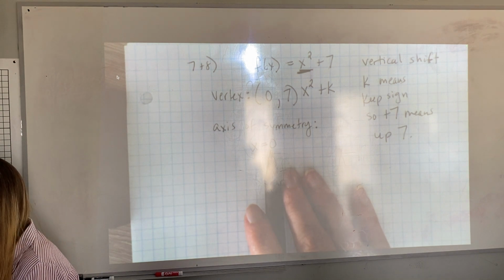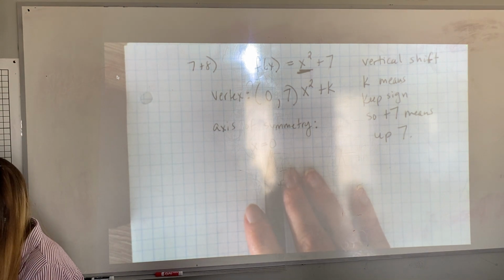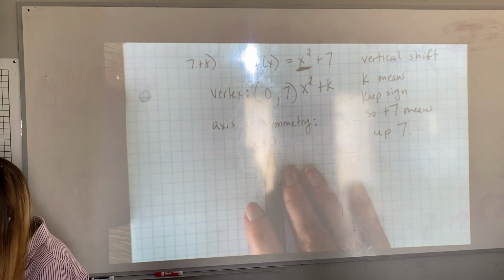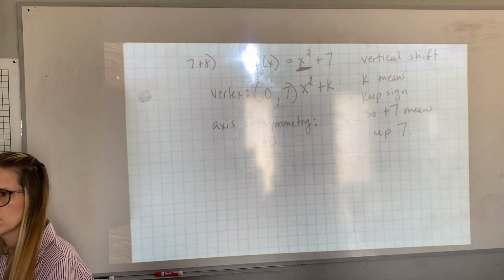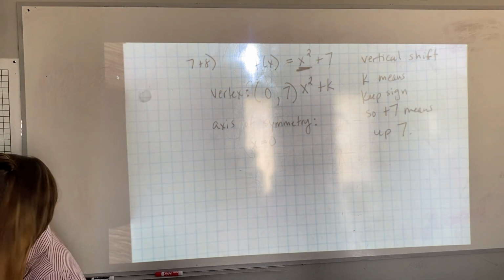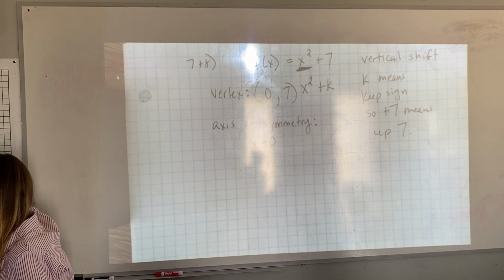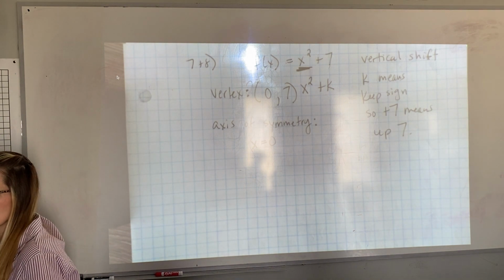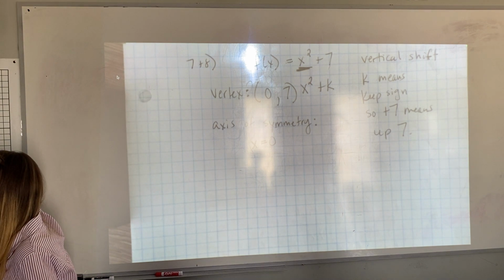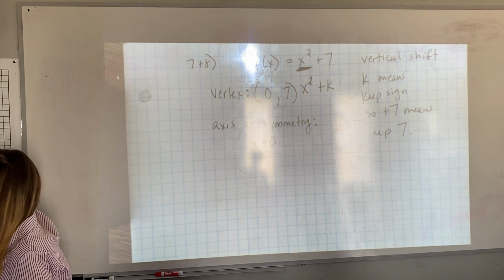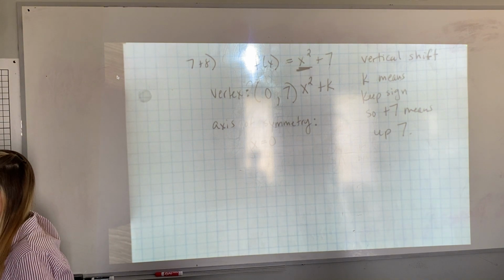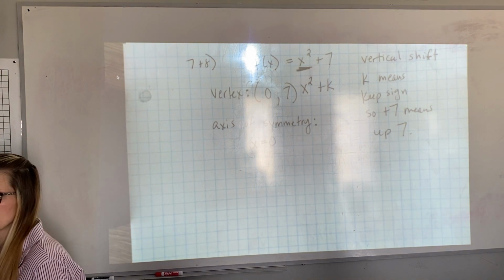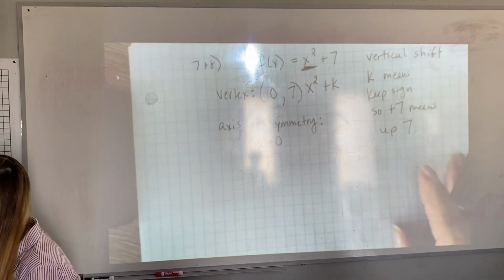It just goes up. So for a parent function, the axis of symmetry would be the y-axis, right, which is x equals 0. If the graph shifts upward, but doesn't go left or right, then the axis of symmetry is going to be the same thing. X equals 0. Does that make sense? Okay.